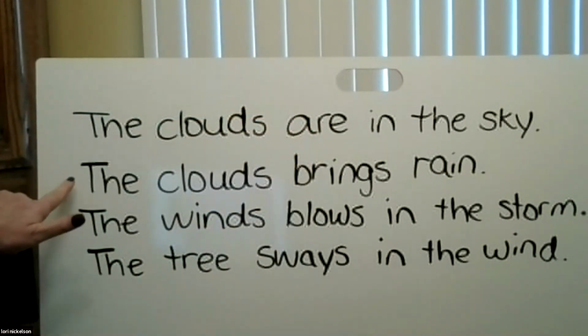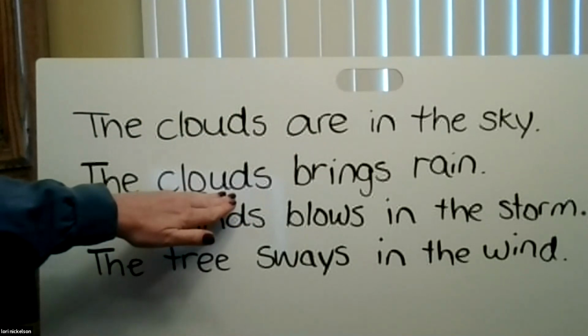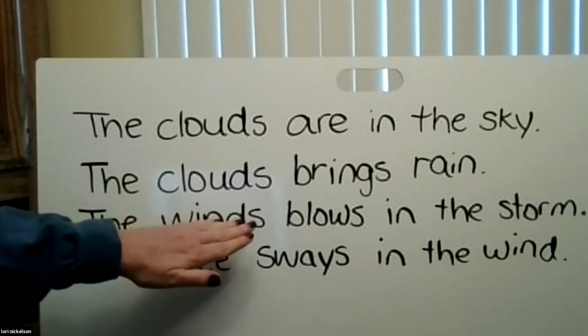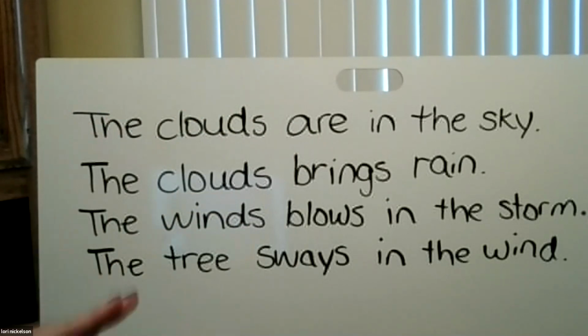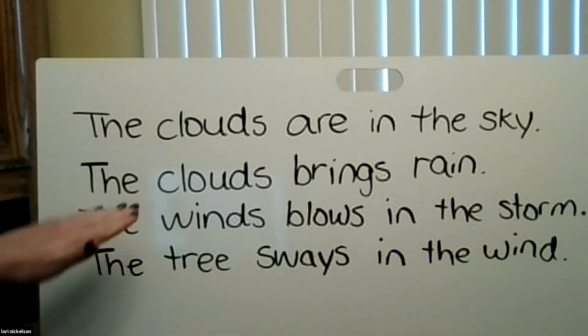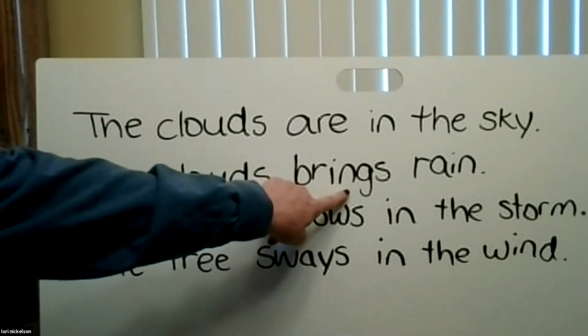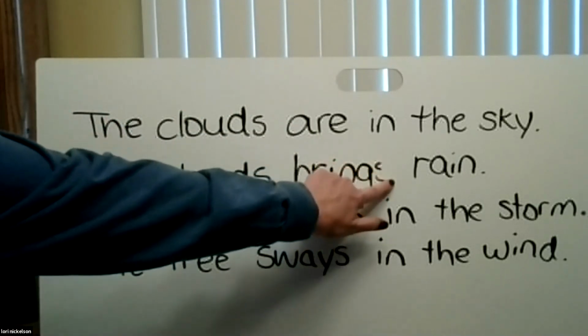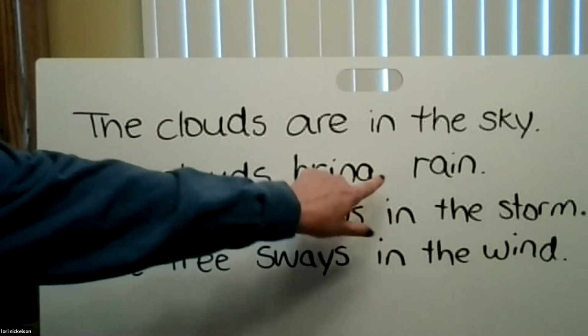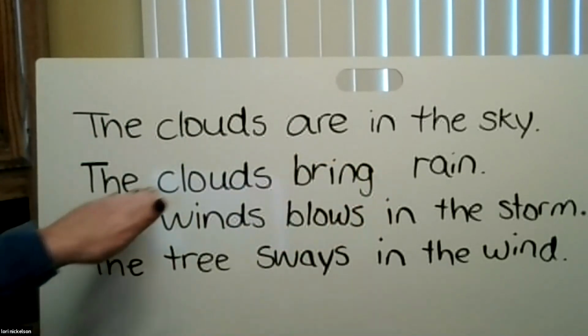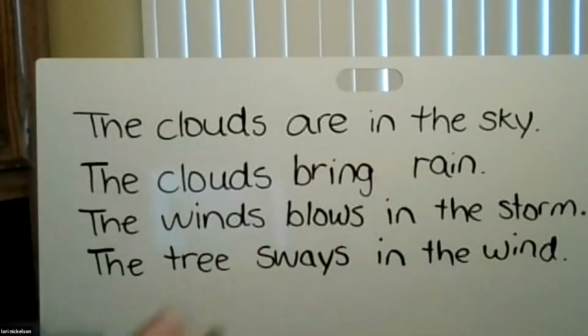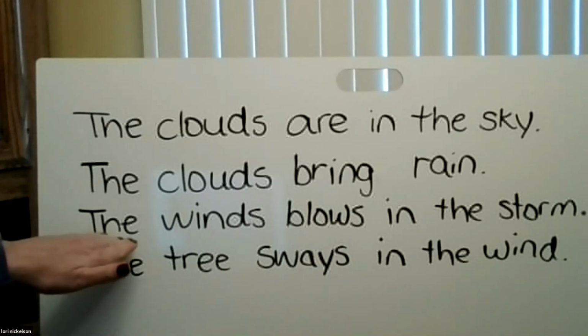Let's look at the second sentence. The clouds brings rain. Now, does that make sense? No, it doesn't. Because our noun is plural, that means our verb should be singular, meaning just the one, okay? So our verb here, brings, should it have the S on it? No. So we're going to take that S off. Now let's read this sentence. The clouds bring rain. That makes sense, doesn't it? Yes. Let's look at our next sentence.